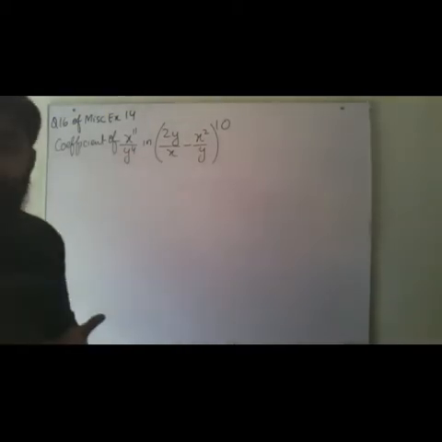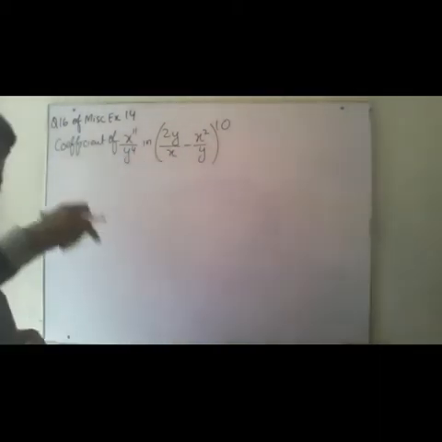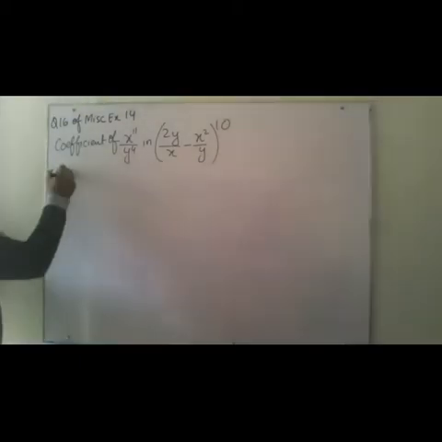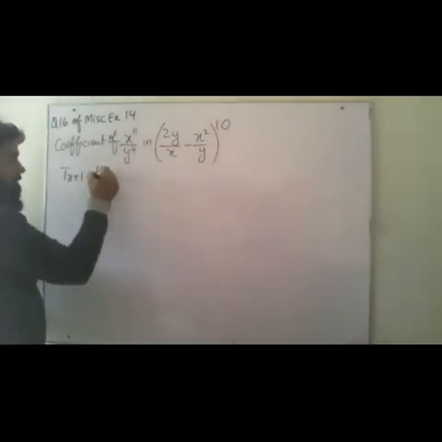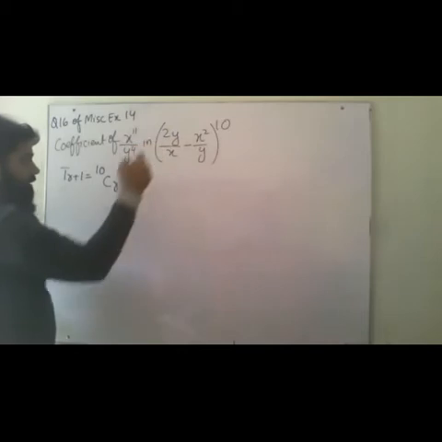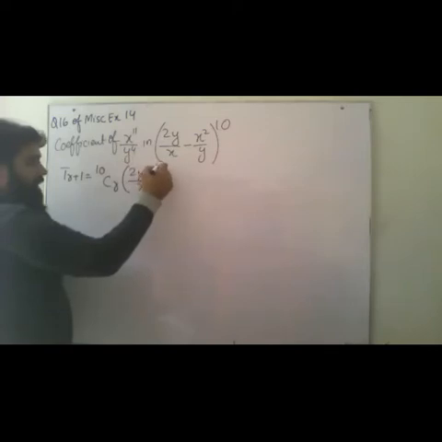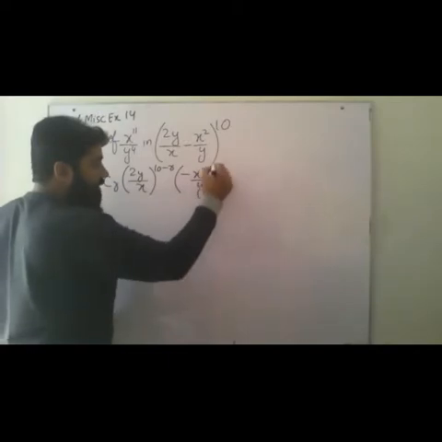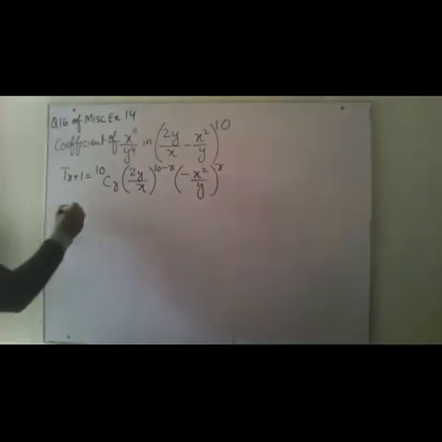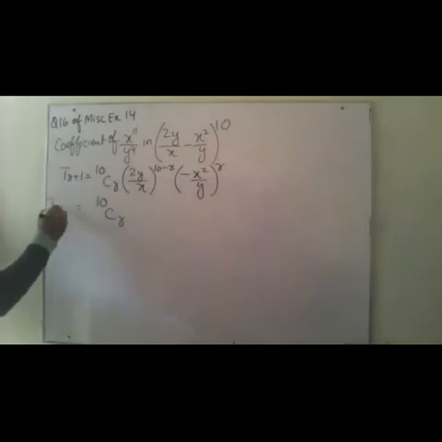So what will we do? First of all, I haven't got the term number, so first I have to find the term number. How will I find it? T(r+1) equals 10 C r, a is 2y over x, to the power 10 minus r, b is minus x square over y, whole power r. I can't do anything with 10 C r, so I am keeping it in this way.